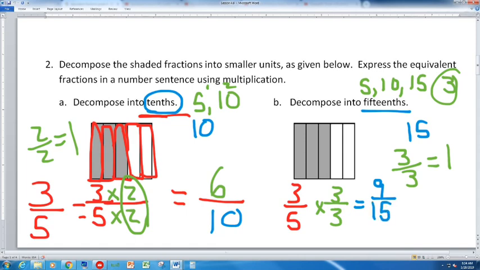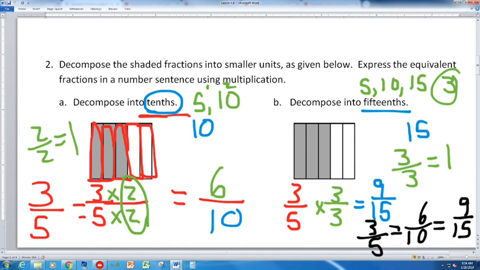9 over 15. Now, since 3 over 5 was equal to 6 over 10, and 3 over 5 equals 9 over 15, that means 6 over 10 is also equal to 9 over 15. These are all equal to, like we said from the start, 3 over 5. And those are all equivalent fractions to each other. Okay, so that's all this lesson 4.8 is about.